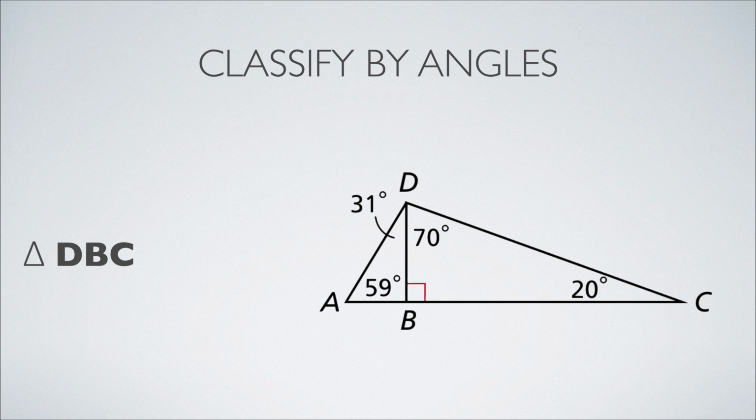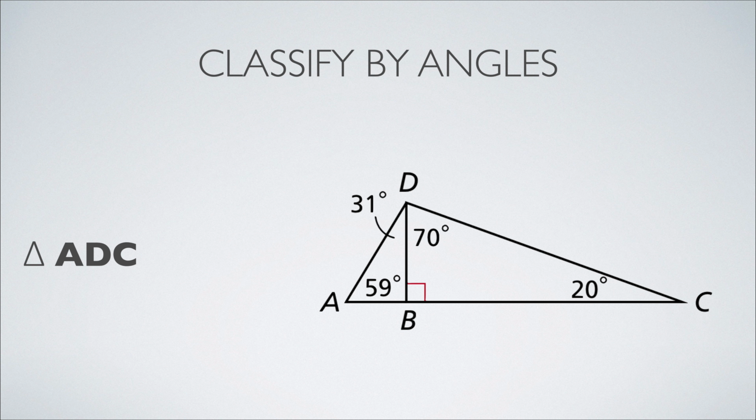So our first one here is triangle DBC. So we're talking about this triangle right here, meaning all of this stuff doesn't matter. This is all gone now. So when I look at DBC, the angles are 70, 20, and 90. So since one of the angles is 90, this would be a right triangle. I'm just going to write the word triangle.